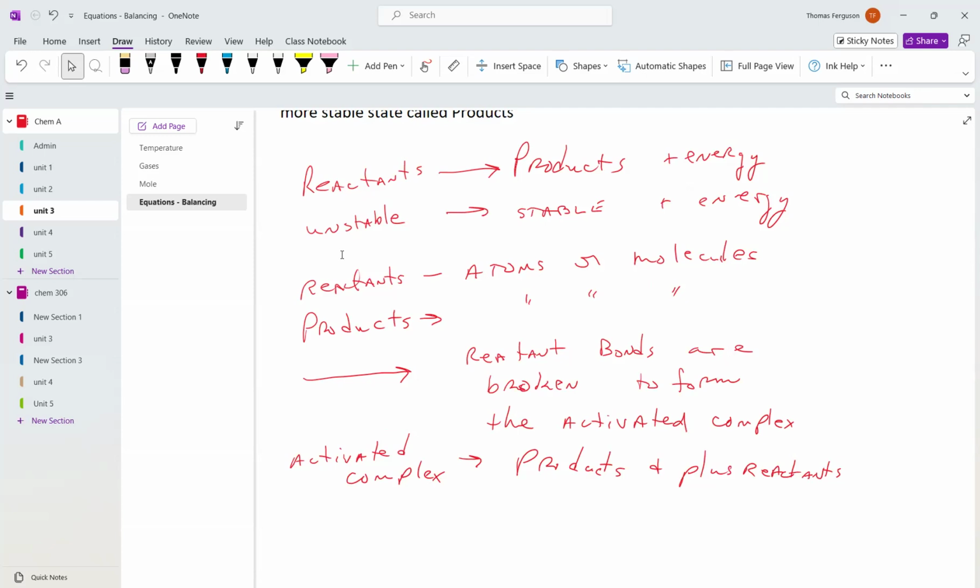In fact, there's a whole unit in 1A and 3B that talks about equilibrium, and that's what that is. When that all stabilizes out, it creates an equilibrium. And it's a huge topic in chemistry. Okay, so basically we have unstable reactants form the activated complex, produce products, plus energy.